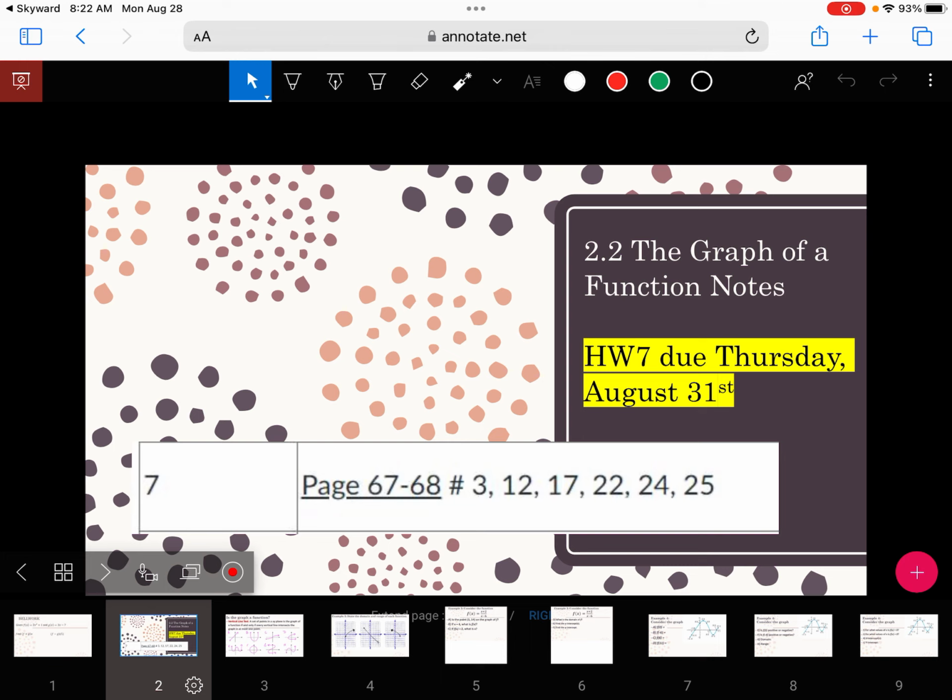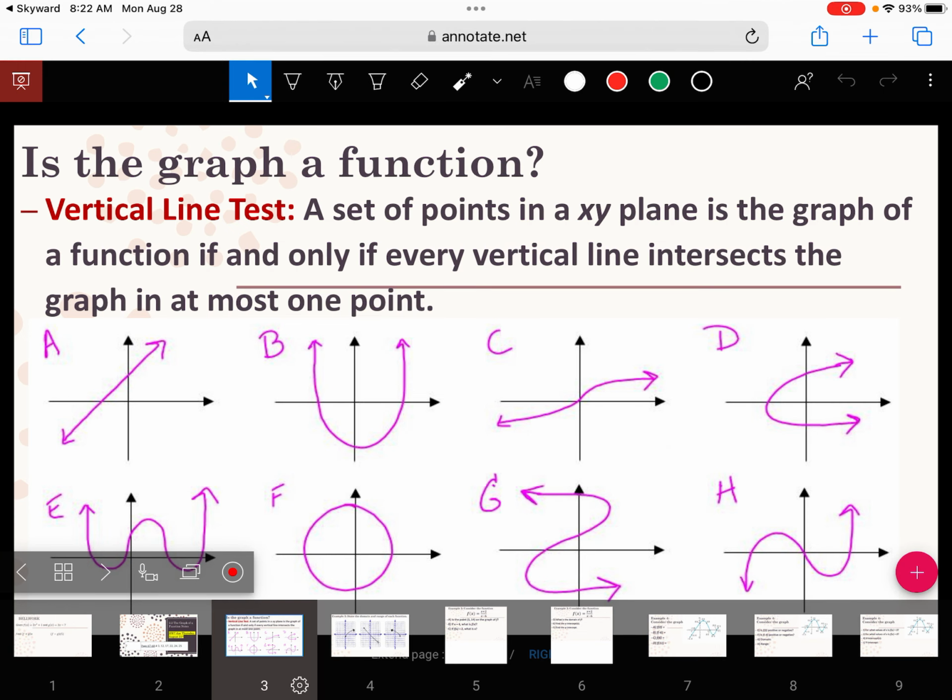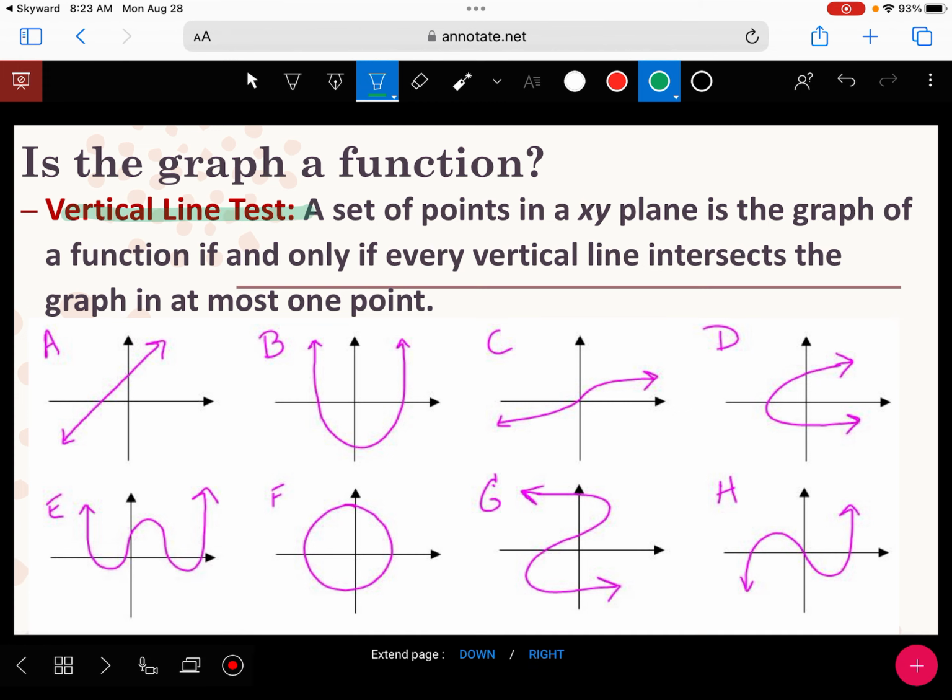Now, only if you need to, you can write down what a vertical line test is. Who remembers vertical line tests from Algebra 1 and Algebra 2? It's like the way to test if a graph is a function. So you can copy down this part here. Vertical line test. Remember, it passes if it only crosses at one point.